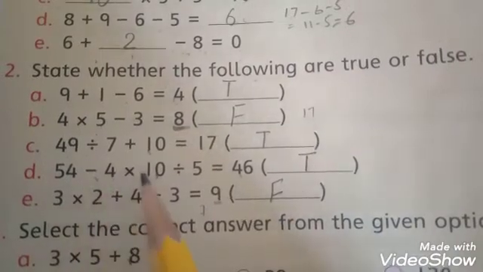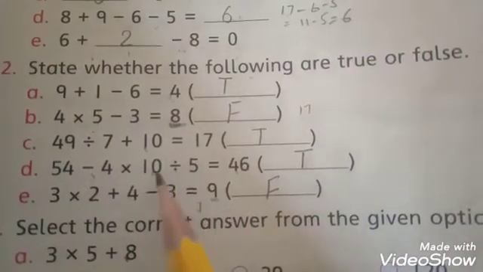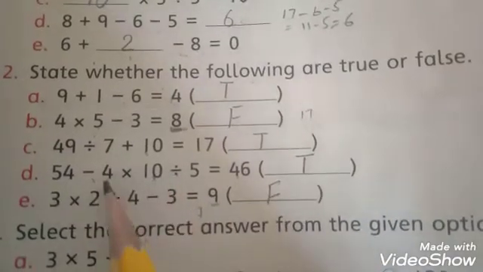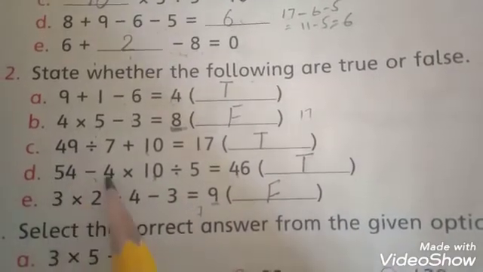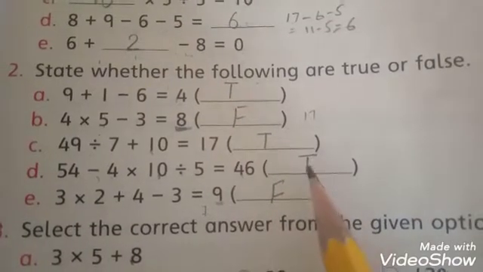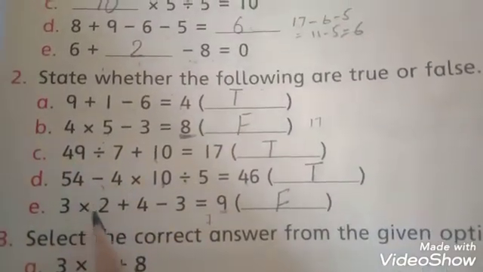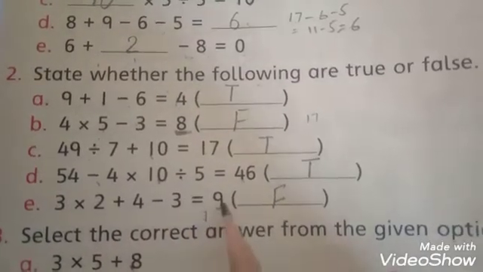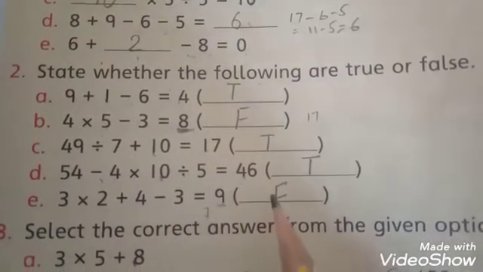54 minus 4 multiply 10 divided by 5. We first solve division. 10 divided by 5 is 2. 2 multiply 4 is 8. 54 minus 8 is equal to 46. So this is true. 3 times 6, 6 plus 4 is 10. 10 minus 3 is 7. Here answer is 9. So this is false.